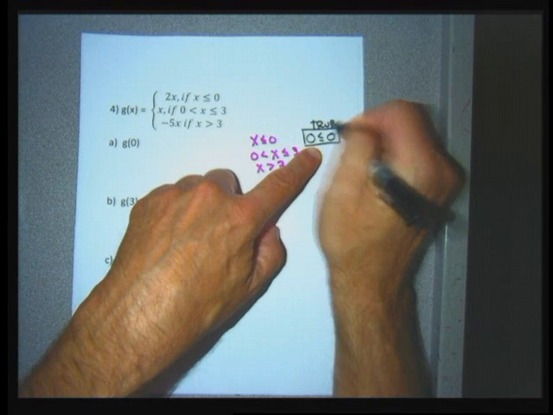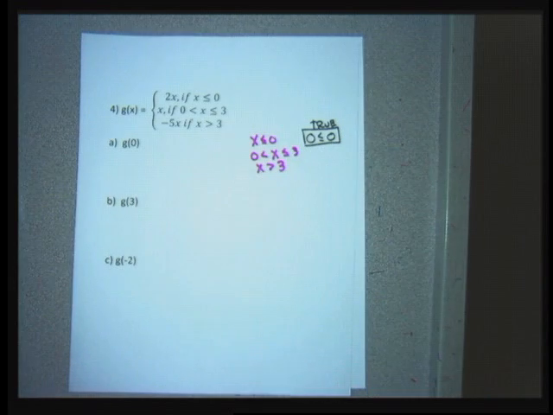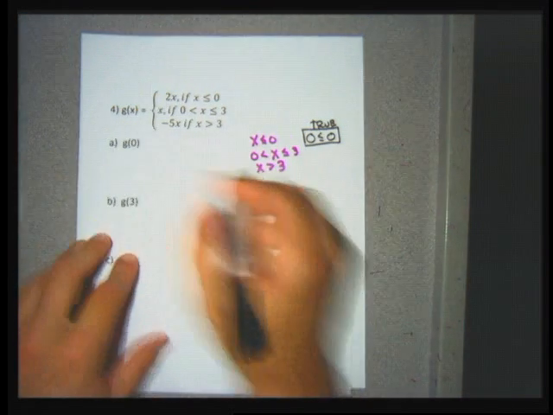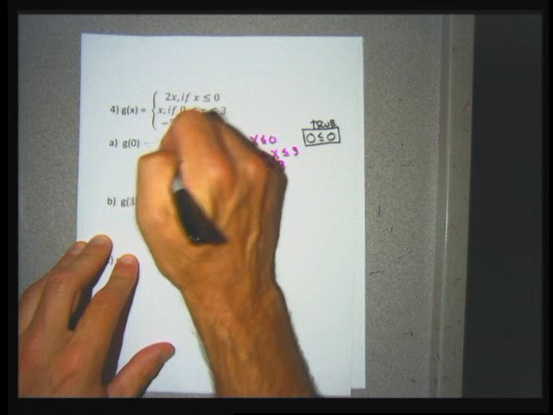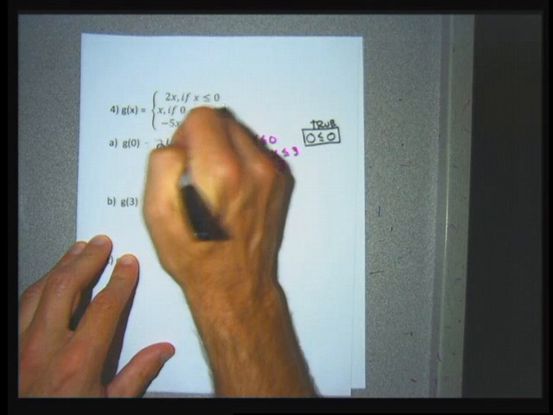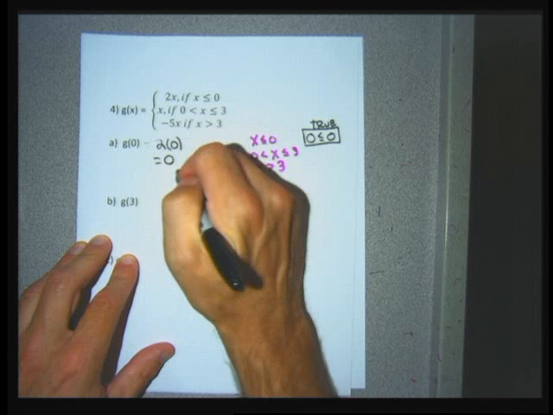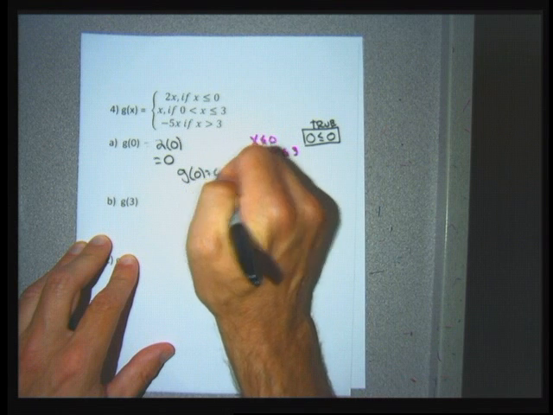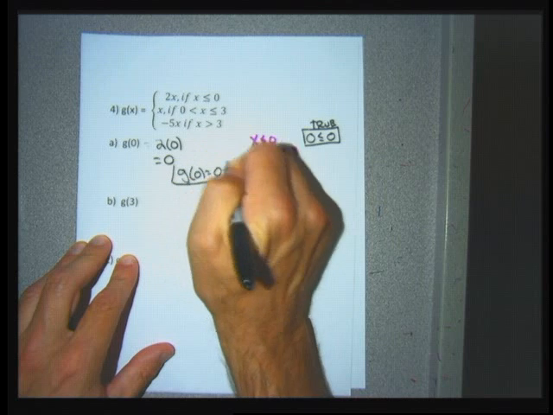Because that's a true statement, the other two must be false. I don't need to check the other two. I'm going to plug this value of 0 into the top piece and say g of 0 is 2 times 0, and 2 times 0 is 0. So my answer for part A is going to be g of 0 equals 0.